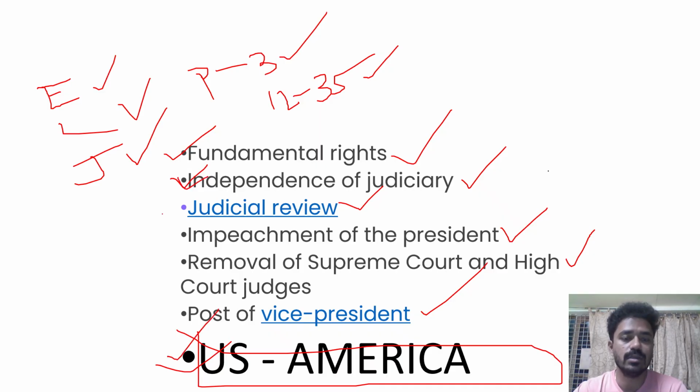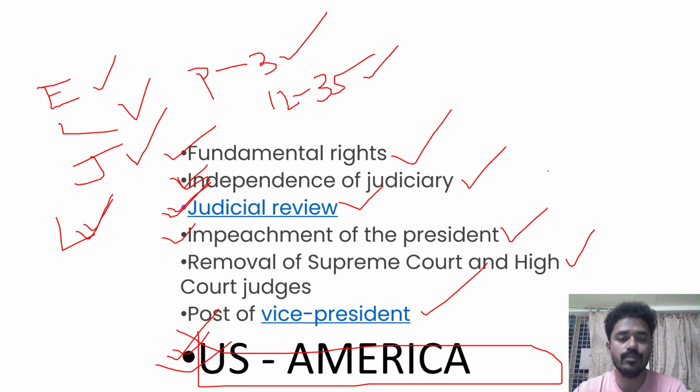And next, judicial review. Judicial review means that if the government makes any law, we can go to court and the review can be done by the courts. This is judicial review. Judicial review is also taken from the American Constitution.